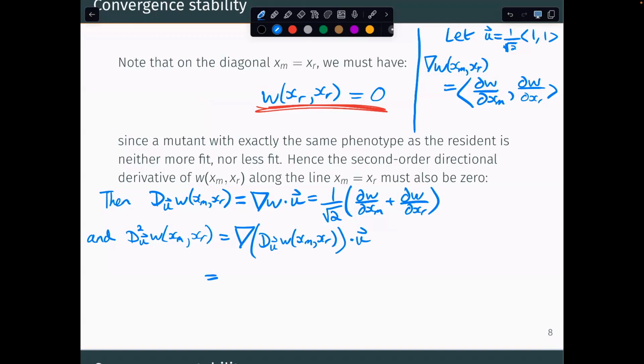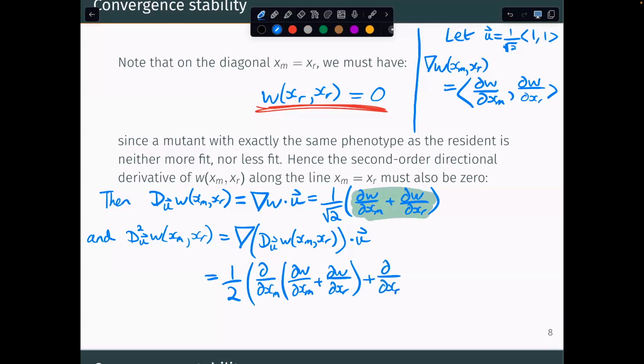So immediately we can see, because we're taking a dot product with u again, we're going to have another 1 over root 2 out the front. So we're going to have a half out the front, 1 over root 2 times 1 over root 2. And then we are going to have our derivative with respect to xm times this thing in brackets here, dw dxm plus dw dxr. And this is going to be added to our partial with respect to xr of the same thing again, dw dxm plus dw dxr.